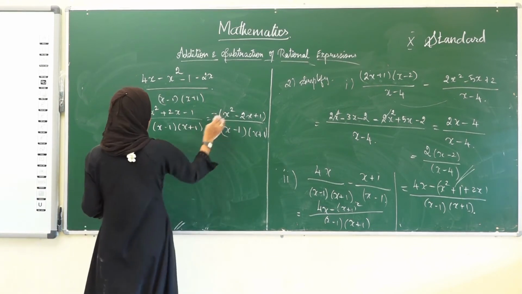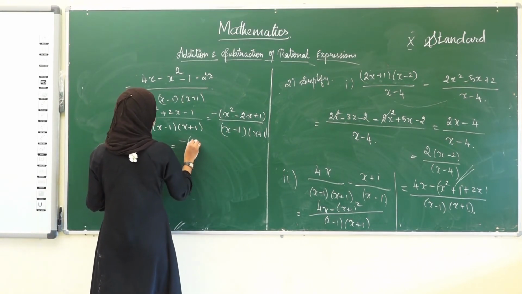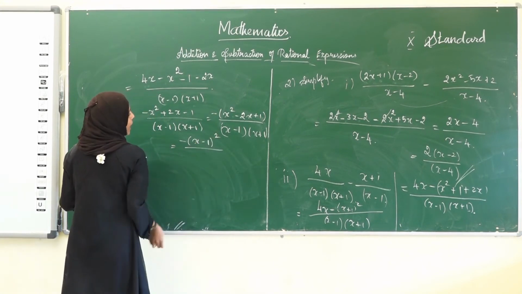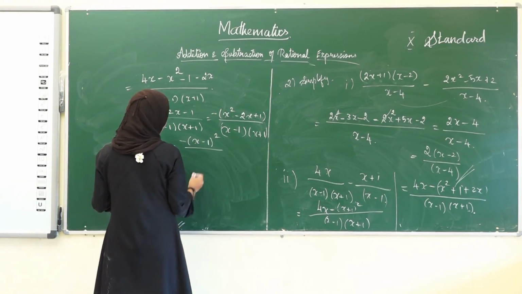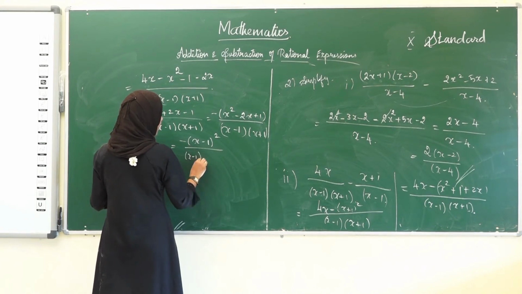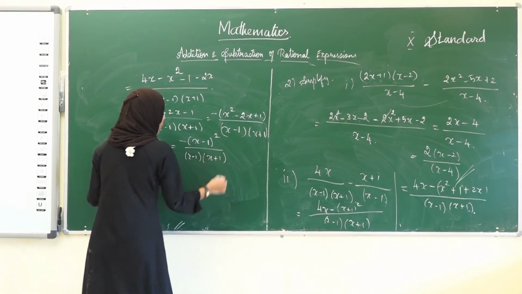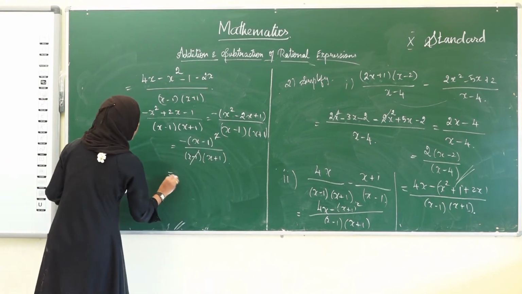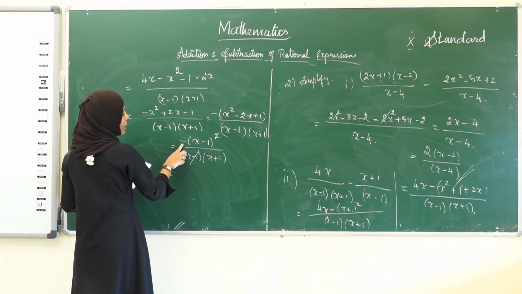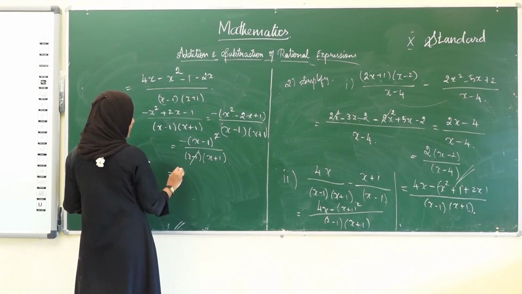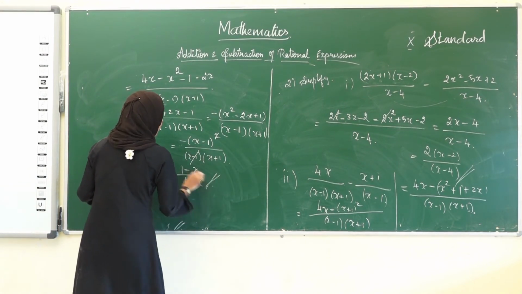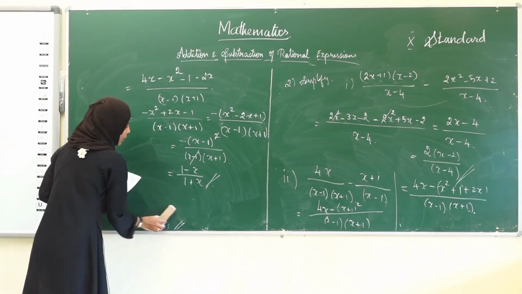See, this can be written as minus of x minus 1 the whole square, that is x minus 1 the whole square divided by x minus 1 into x plus 1. Now we can cancel the common terms, this term and here one term alone. Here in the numerator we get minus of x minus 1, that is 1 minus x, divided by 1 plus x, which is the solution of this given rational expressions.